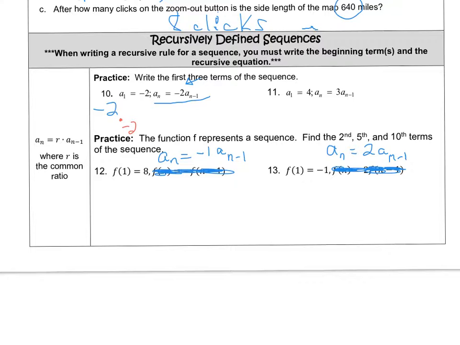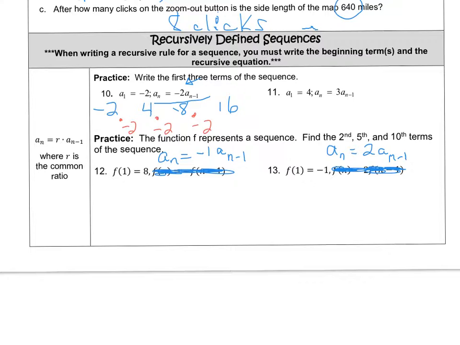So -2 times -2 is 4, times our common ratio, so times -2. 4 times -2 is -8, times our common ratio one more time of -2. Negative, negative, positive. -8 times -2 is positive 16. So I've actually written the first 4 terms of our sequence.